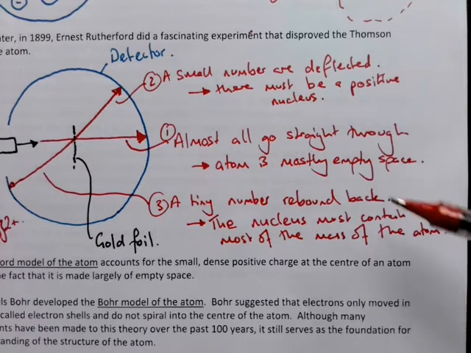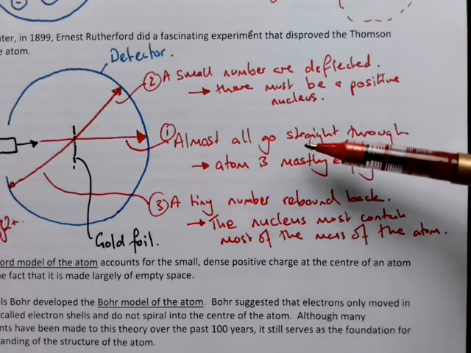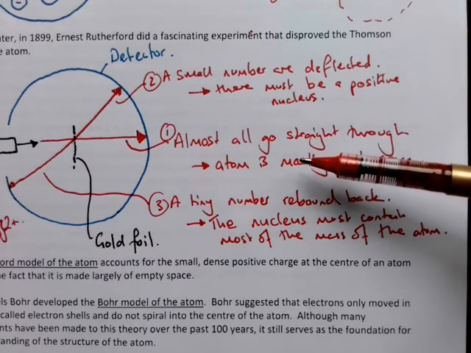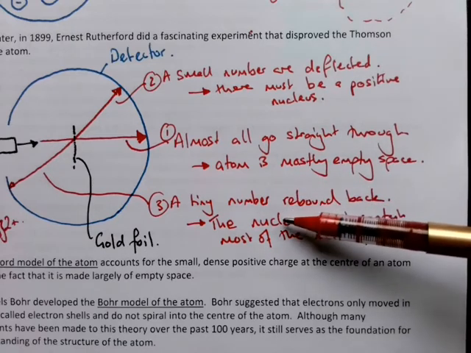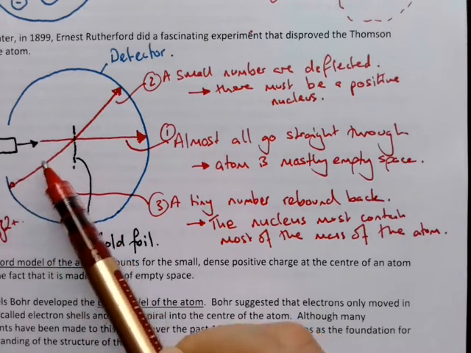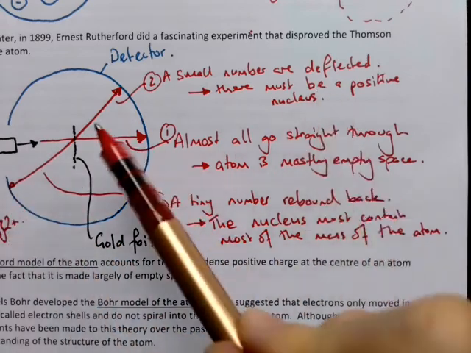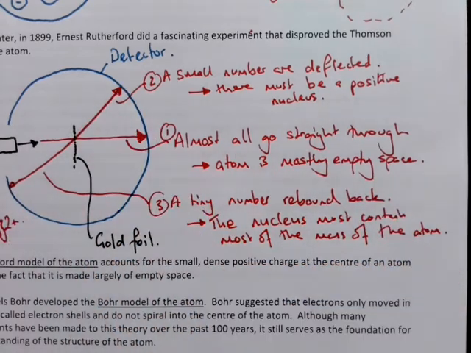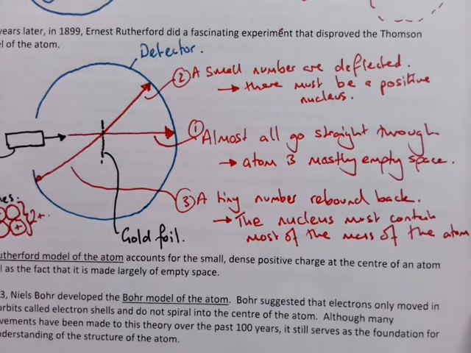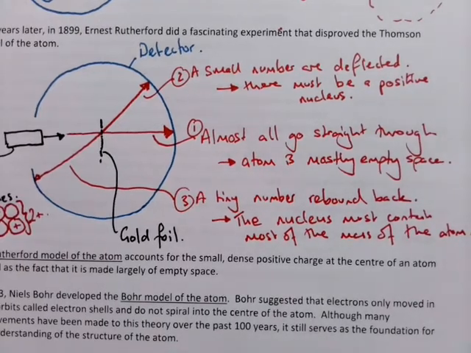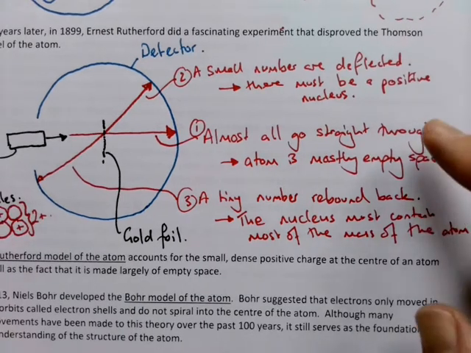Okay, and that makes sense because if the atom is mostly empty space, it means that most of the mass must be concentrated in this small nucleus, which these guys here hit, and it must be positive because it deflects these guys here. All right, so it's quite a complicated experiment, so I would recommend perhaps pausing the video while you make a few notes and watching the video again from the point where I talk about this.